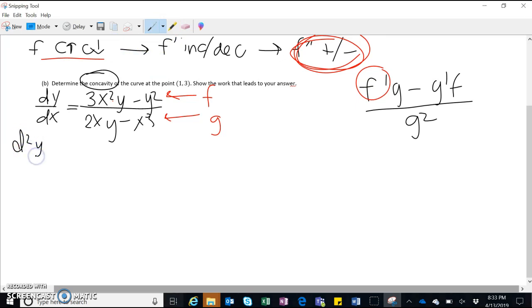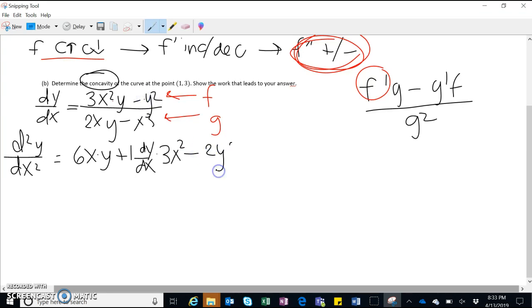Let me start this. The double derivative is equal to f prime g plus g prime f, here we go. 3x squared goes to a 6x. g is y, plus g prime is 1 dy dx, and f is 3x squared. That's my first product rule right there. Minus the derivative of y squared, which is 2y dy dx.